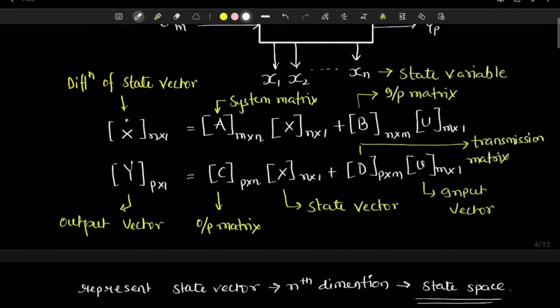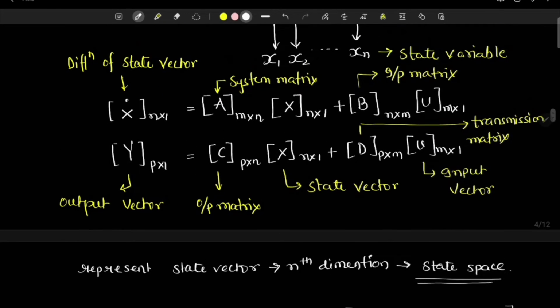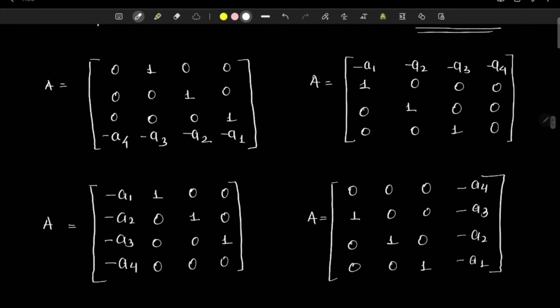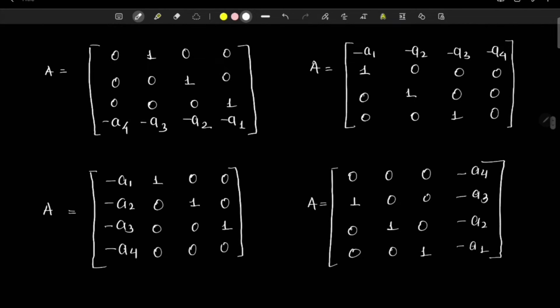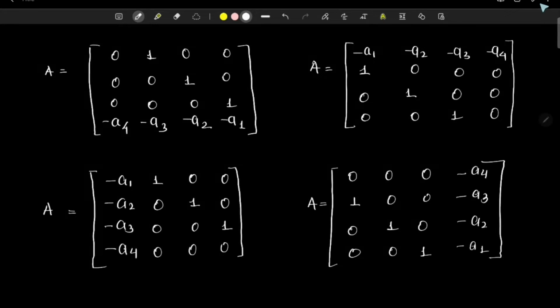Now, in the last class we have discussed the state space model, right? Now, we'll see what are the different forms of system matrix we'll get. So here we have 4 forms of system matrix which are obtained from the state model. Now let's describe these forms.